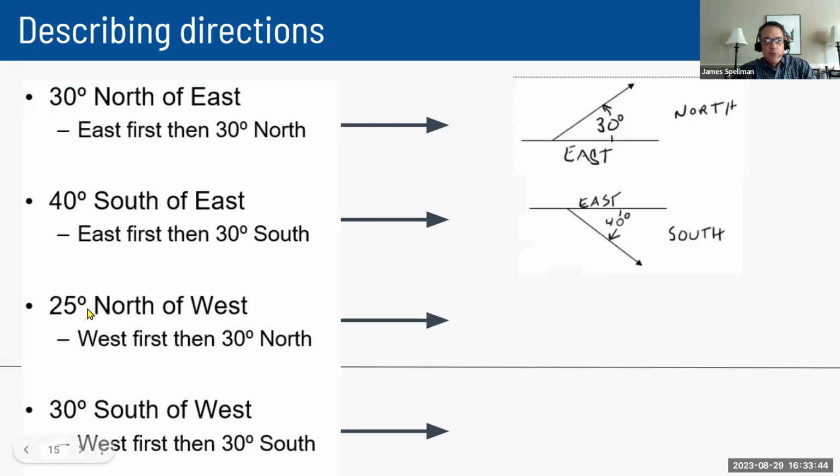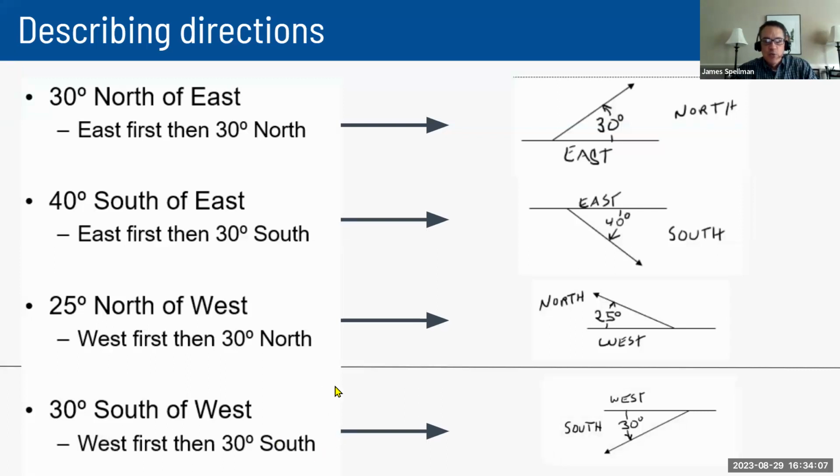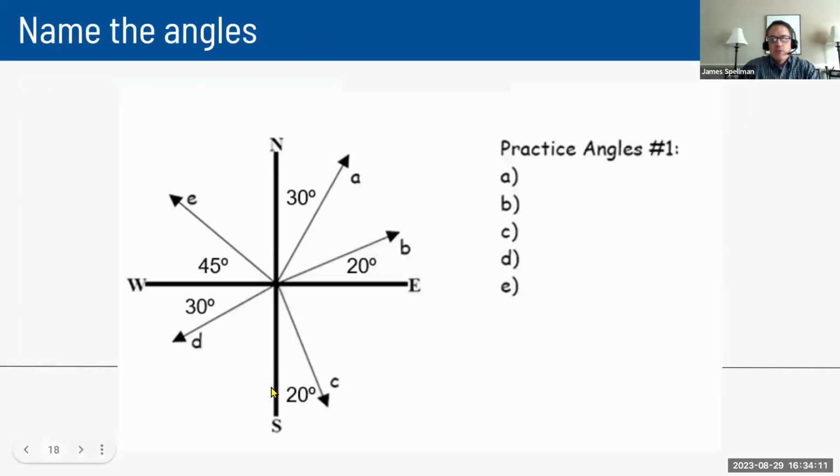25 degrees north of west would start off to the west, and then we would need to move up to the north. And this is what that angle would look like. So again, starting at the west and then moving to the north. And lastly, 30 degrees south of west, I'm going to move to the west and then move down to the south. So it gives us an idea of where to put the angle that we're at. Right. So we can try a few of these, try to name each of these angles that we have.